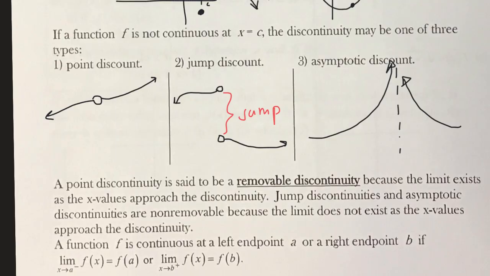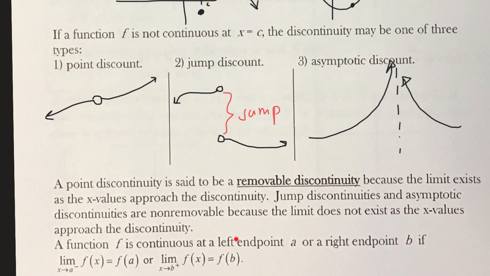Now, this is just a definition. There's nothing to do here. A point is said to be removable because the limit exists as it approaches a discontinuity. So this is your removable discontinuity. The limit does exist here. But these other ones, the limit does not exist as the x values approach those discontinuities.